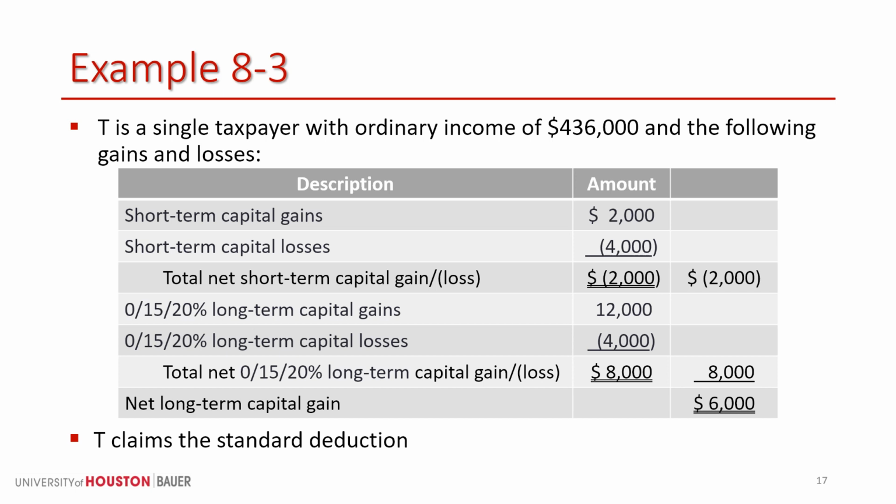Here we have another example. In this instance, we have a single taxpayer with ordinary income of $436,000 and the following gains and losses. We net short-term gains with short-term losses and long-term gains with long-term losses. In this instance, we have a loss. We have a negative number for our short, and we have a positive number for our long. So we can go ahead and net that short-term loss against the long-term gain, and we end up with a $6,000 net long-term capital gain, which will be eligible for the preferential tax rate. We're also told that he is going to claim a standard deduction.